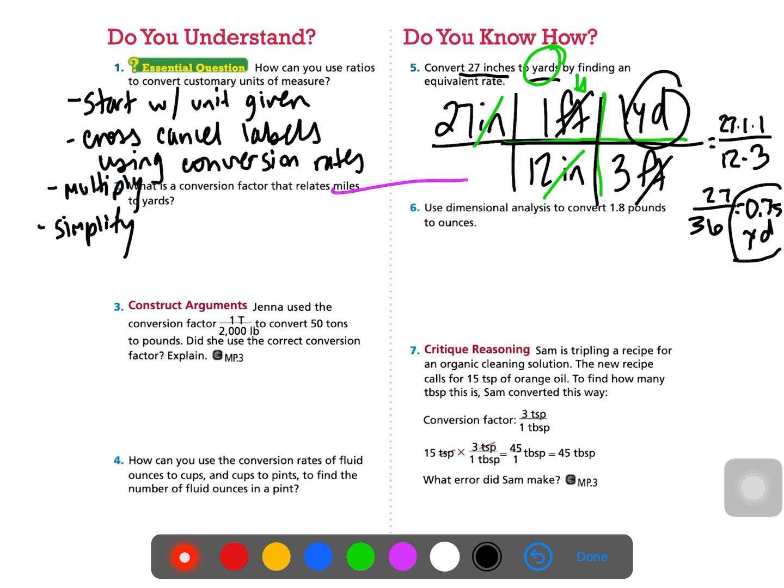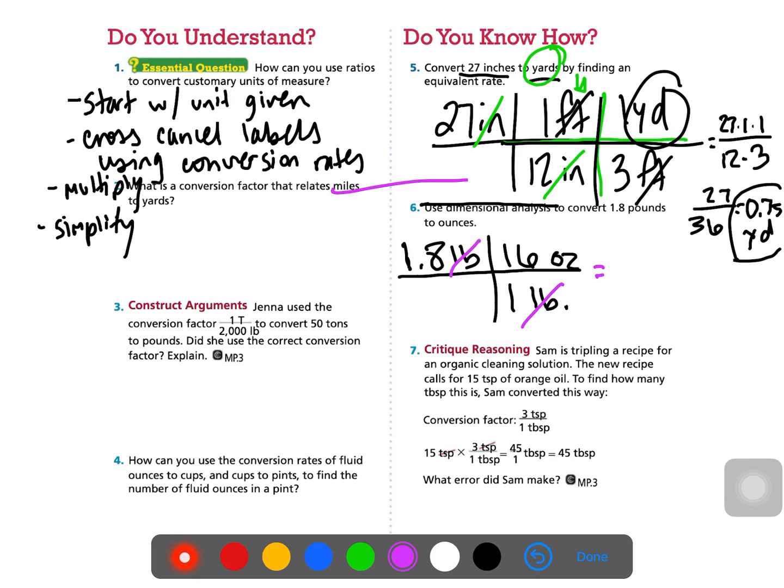So all I want you to do is converting that. This says use dimensional analysis, but let's just convert 1.8 pounds to ounces. So I have 1.8 pounds I want to get to ounces. Well, I know 1 pound is 16 ounces, and my labels cross cancel. So I'm left with 1.8 times 16 over 1. When you use your calculator, you're going to get that this is 28.8, and your label would be ounces.